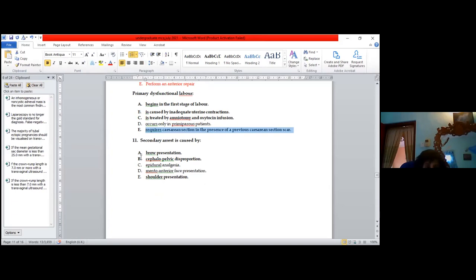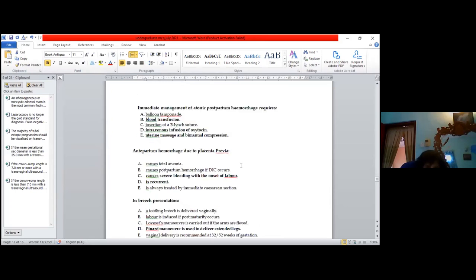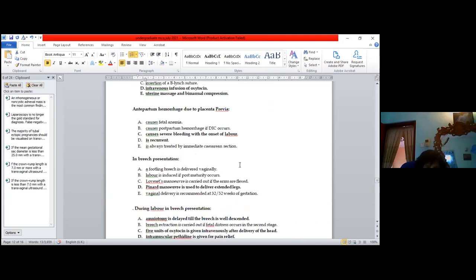Secondary arrest is caused by A is correct, B is correct, E is correct. Immediate management of postpartum hemorrhage, B is correct, D is correct, E is correct. In antepartum hemorrhage due to placenta previa, C and D are correct.